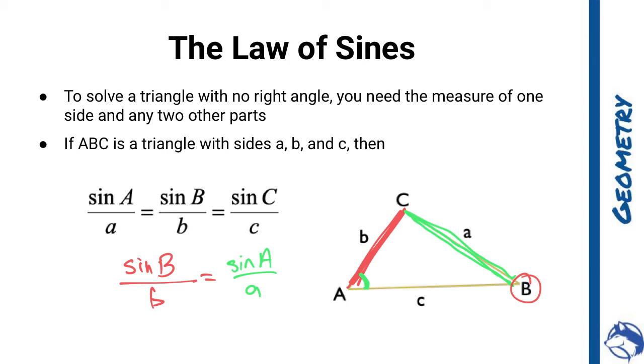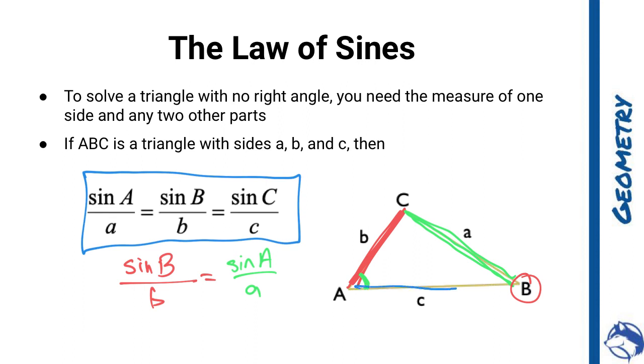Big thing here is you want to make sure that you note that sine is always on the top, so you put the sine of the angle on the top over its opposite side. So if you notice, A is opposite side a, B is opposite side b, just like C is opposite side c. Anything that has an uppercase is an angle, anything that has a lowercase is a side length.